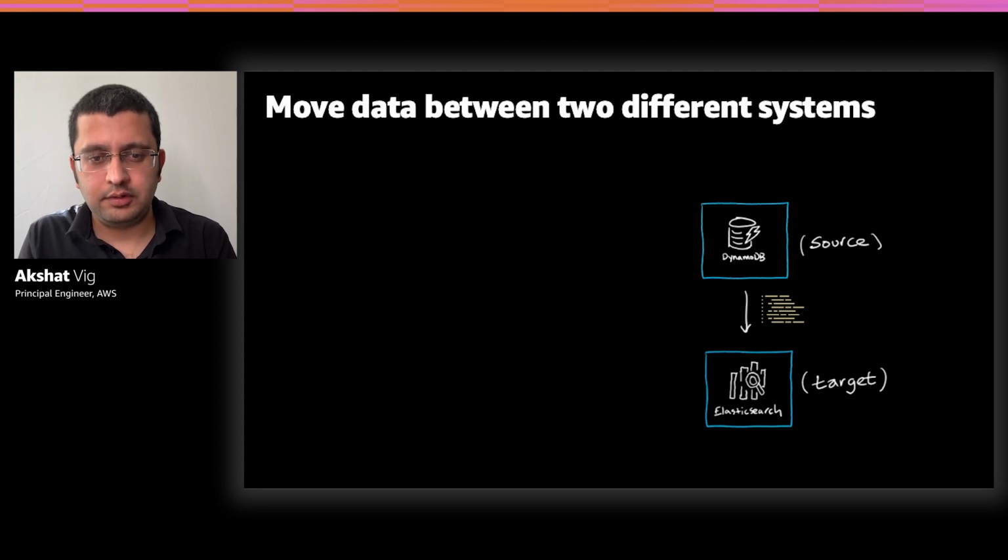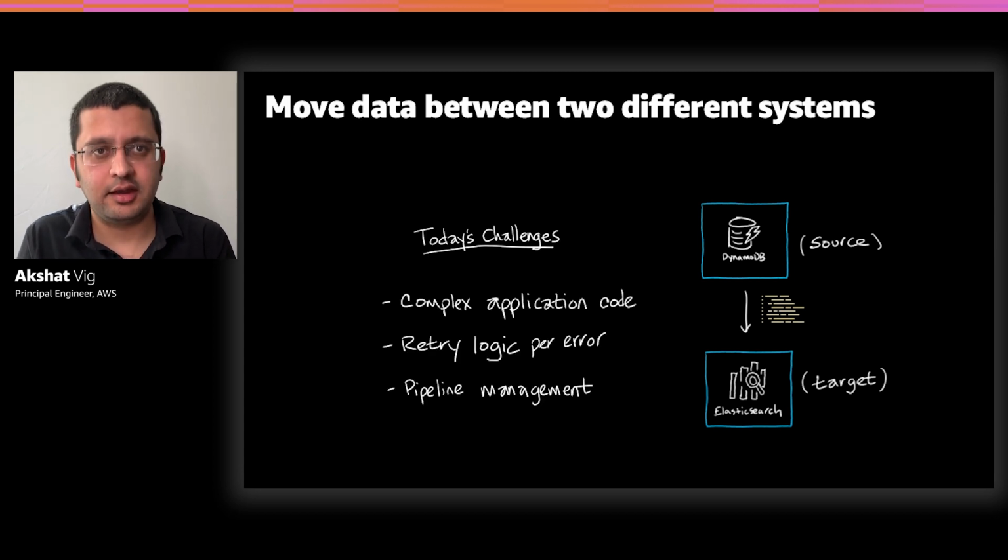So now, if you need to get part of your product catalog to Elasticsearch, then in today's world, there are few challenges that you have to deal with. One of them is I have to write complex application code to read data from DynamoDB and write it to Elasticsearch. I need to ensure that all the failure cases in the data movement are handled. I need to ensure that my pipeline, which is moving data, is always up and running, because my customers are now relying on Elasticsearch and DynamoDB, the data to be in sync between the two, right?